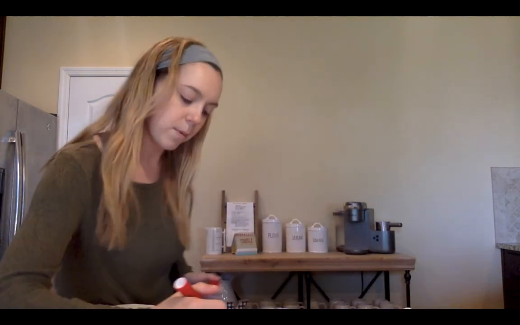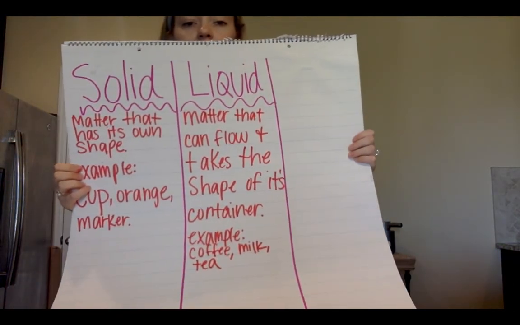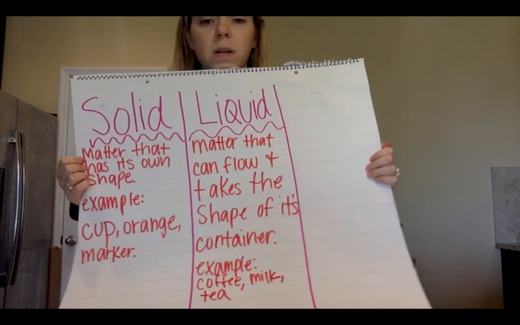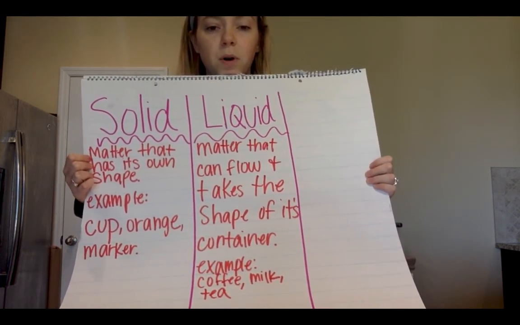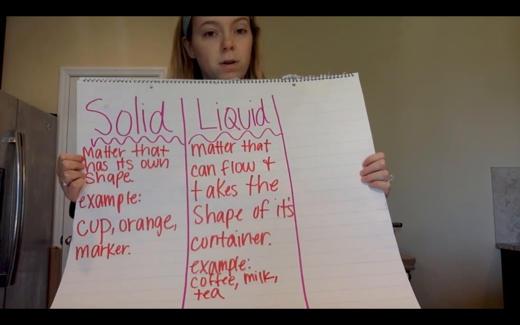Okay, so I want you guys to think of an example. Think in your heads, giving you a few seconds, of a liquid that you want to write down or think about as I write down. All right, so I'm going to show you mine for our t-shirt. A liquid, matter that can flow and takes the shape of its container. An example would be coffee, my favorite, milk, or tea. So if you guys said any of those or any other liquid, then you are correct.